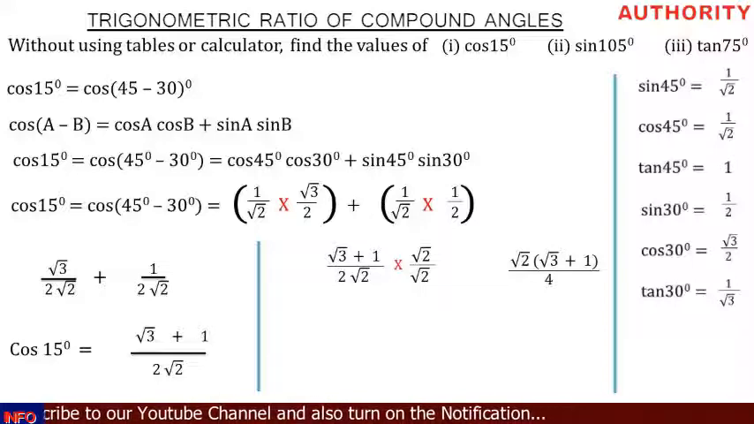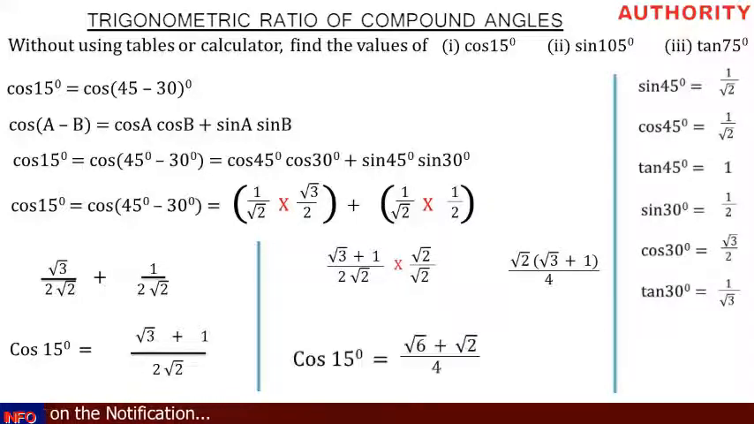Now in our numerator, let's open the bracket. We're going to use root 2 to open the bracket. Root 2 times root 3 gives you root 6. Then root 2 times 1 gives you root 2. Then we have all over 4. Therefore, cos 15 degrees is equal to root 6 plus root 2 all over 4.